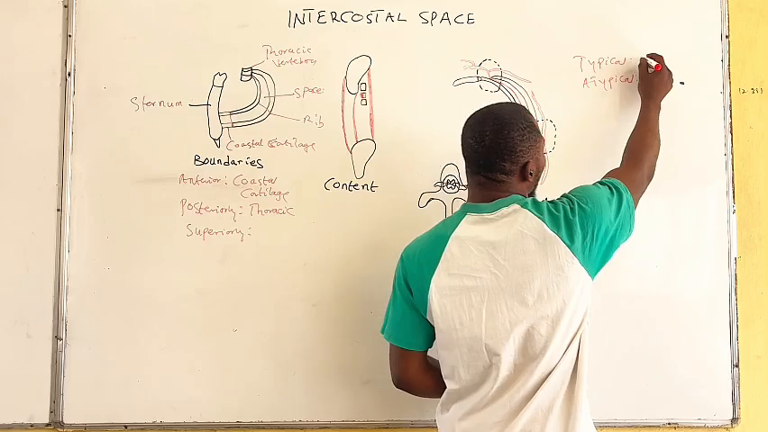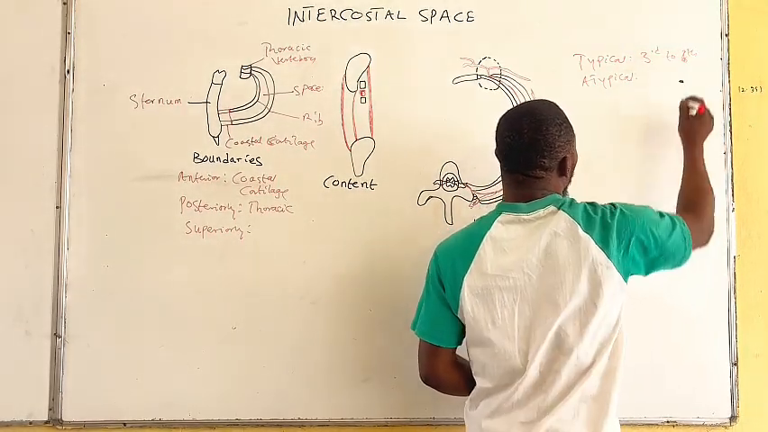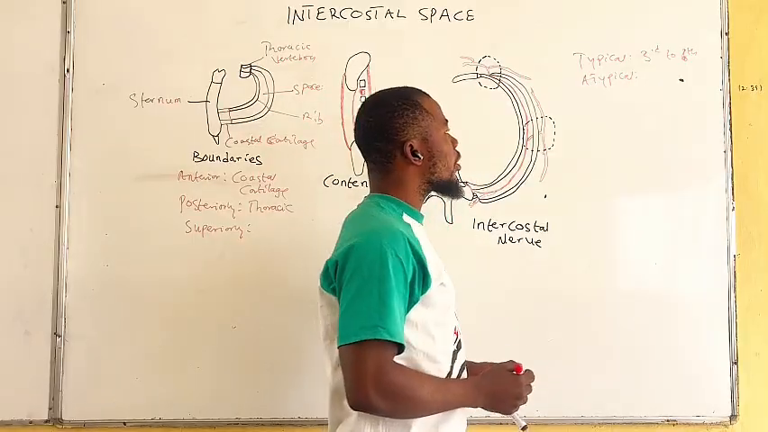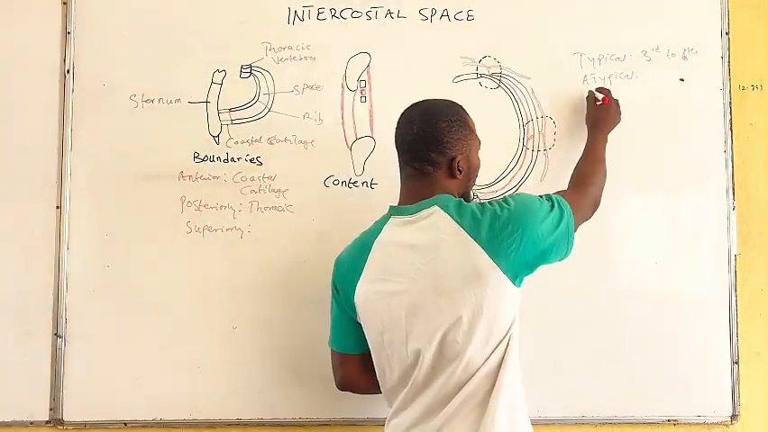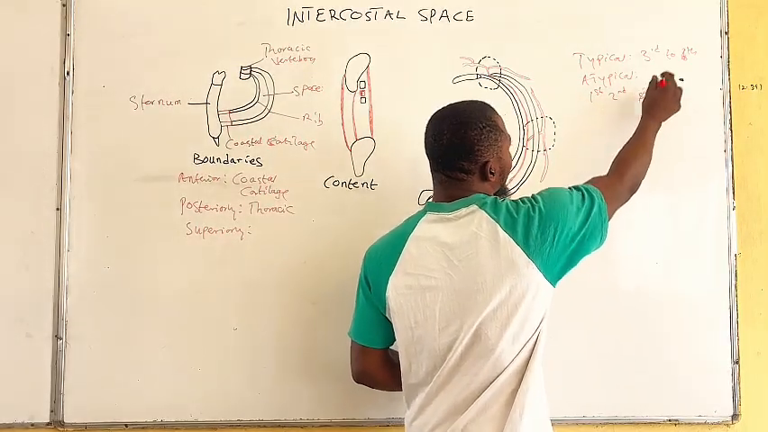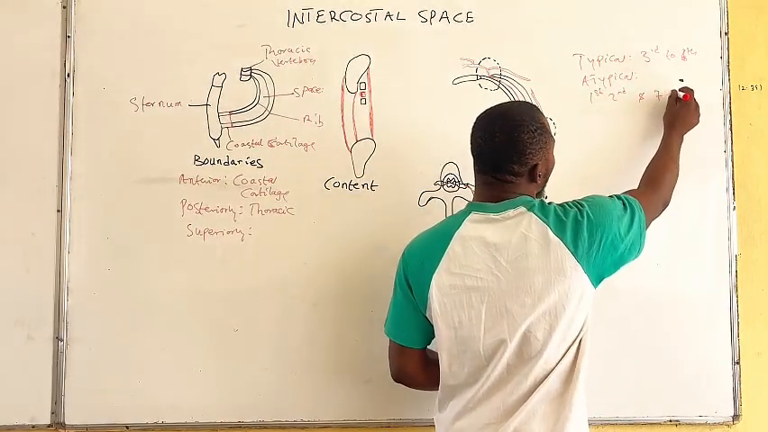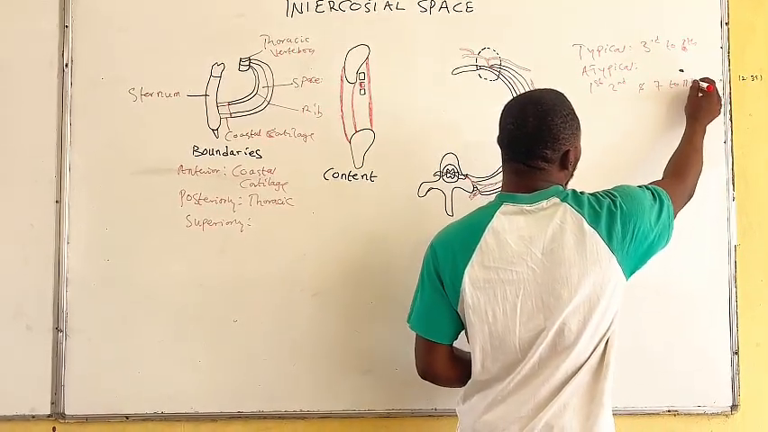Typical intercostal spaces are the 3rd to the 6th intercostal spaces, whereas the 1st, 2nd, and 7th to the 11th intercostal spaces are atypical intercostal spaces.